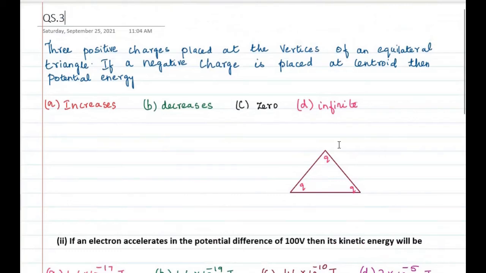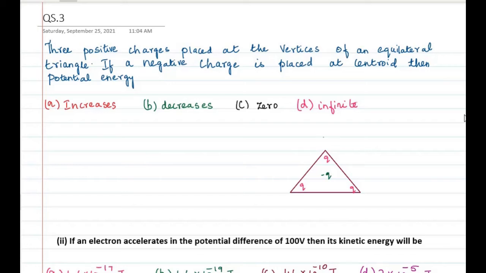Now the 3 positive charges Q, Q, Q are placed at the vertices of the triangle. If a negative charge is placed at the centroid, then the potential energy. So when you place a negative charge, then what happens to the potential energy?